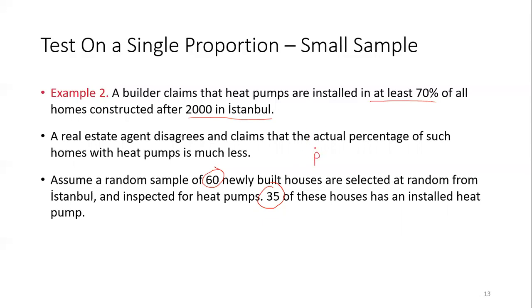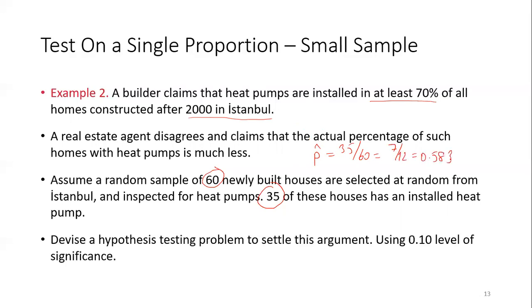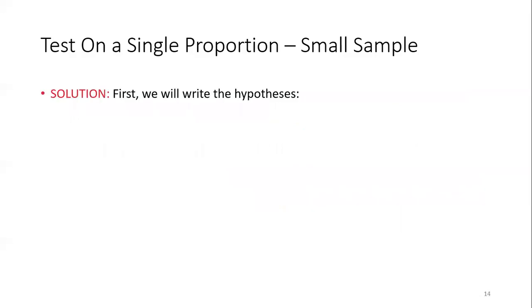So what is p hat? P hat is equal to 35 divided by 60, which is 7 over 12, something like 0.58. Now devise a hypothesis testing problem to settle this argument. Just use a 0.10 level of significance.